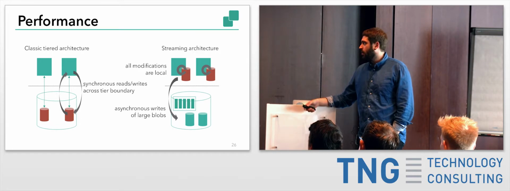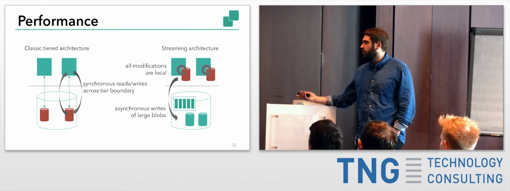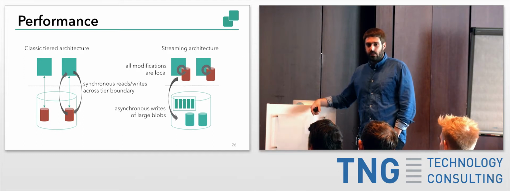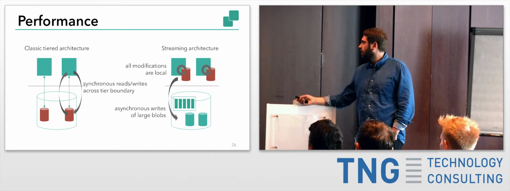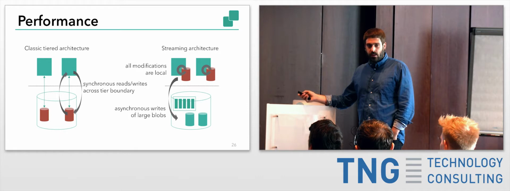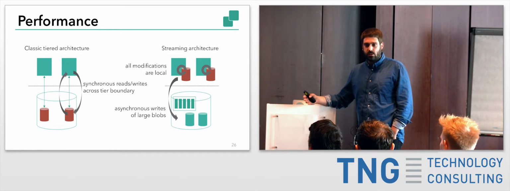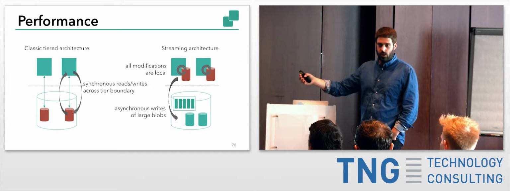So, for example, performance. In the classic architecture, every time we do an update, we update the database if we want to be durable and consistent. Here, all the modifications are local, and the only time we cross the tier boundary is periodically snapshotting the state, which is a much better write pattern. It's not synchronous. It's much less frequent, and it just dumps big blobs.